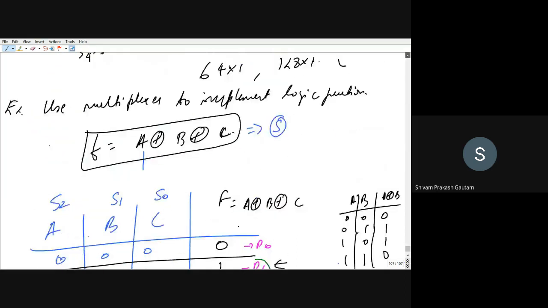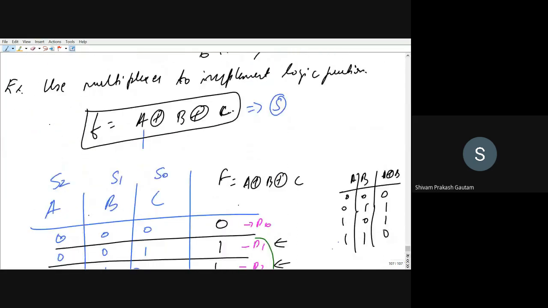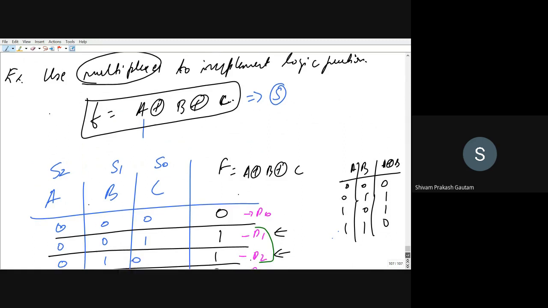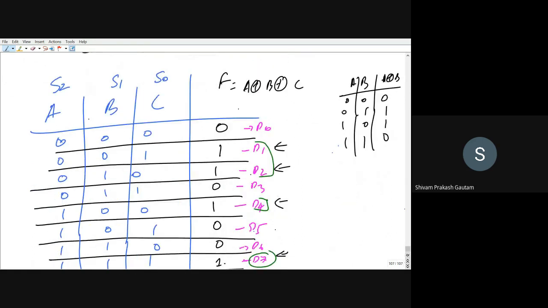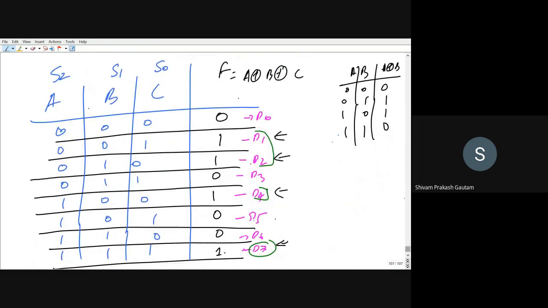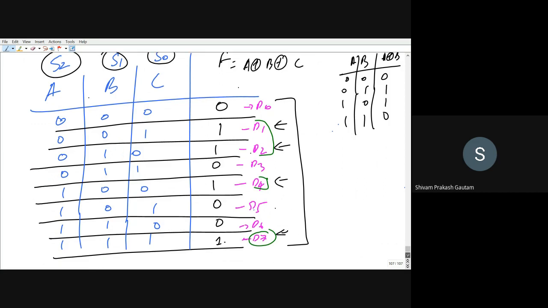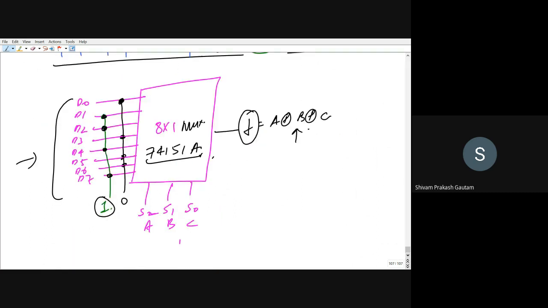Just see once more. What is the problem we are having? We have to implement this logic, that is A XOR B XOR C, using a multiplexer. We have drawn the truth table ABC, and we are calling these S2, S1, and S0 for the select lines. And these are the inputs. So accordingly, we can give 1 and 0 to the respective inputs according to the truth table. Is it okay?